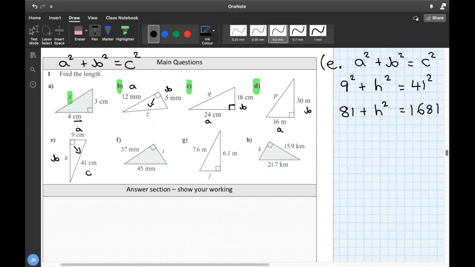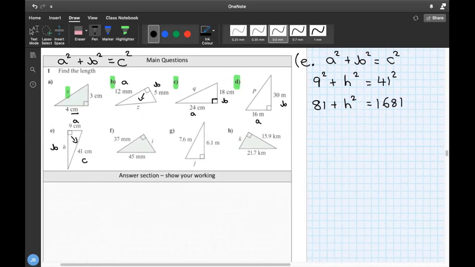1681. Just going to zoom out a little bit more now to give myself some more space to do this working out. Because what I need to do now is find H squared. That's all I want. I want H squared equal to a number. How did I get from 81 plus H squared to just H squared? I've subtracted 81. So I need to subtract 81 from this side as well to keep it balanced. So there we're going to get 1681 subtract 81.